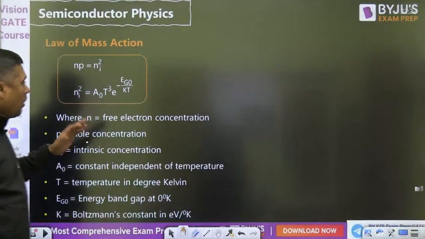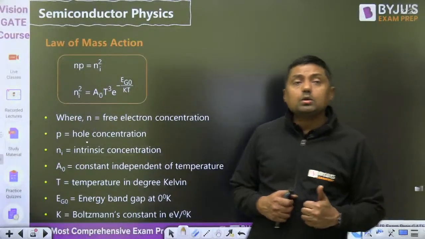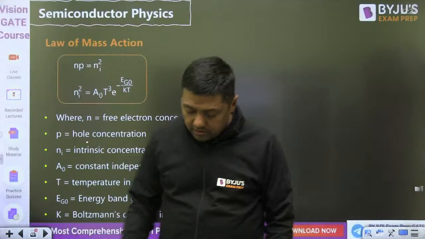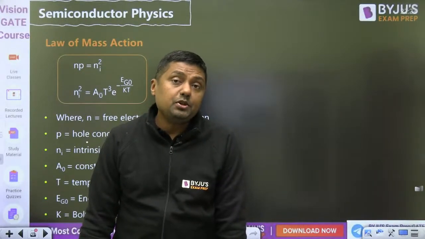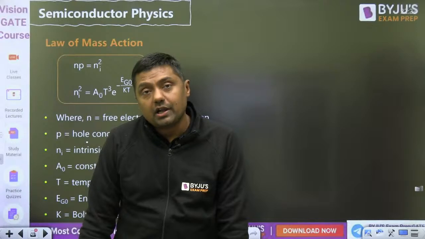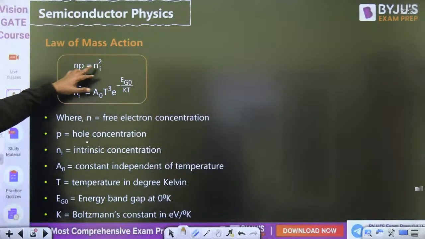Second one is what? Law of mass action, guys. So you will get the question on what? Yes, that is around 1.92. That is the right answer. Law of mass action means np is equal to ni square, and law of neutrality. So we are getting questions on these. This is the law of mass action: np is equal to ni square, where ni is the intrinsic carrier concentration.